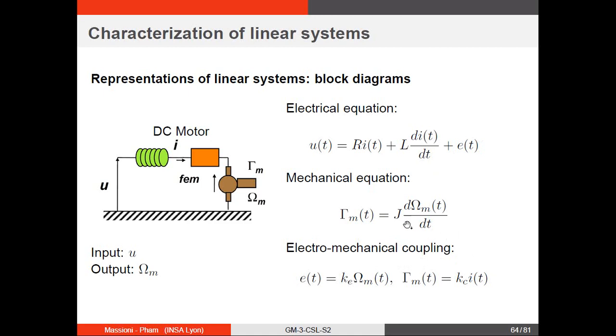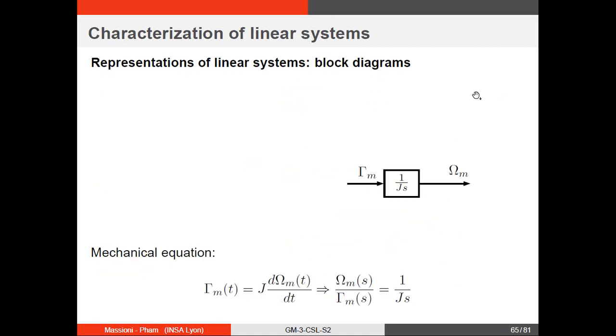This is the output. Here we will see. So how do we do it? Well, we just go bit by bit, starting with the first equation. We take the mechanical equation, we Laplace transform it, so we get this, and then we know the output is omega m. So omega m over gamma m is 1 over Js, and we write it like this: input going to the box, transfer function inside the box, omega output outside the box.